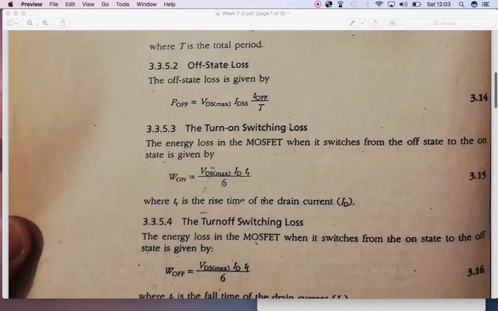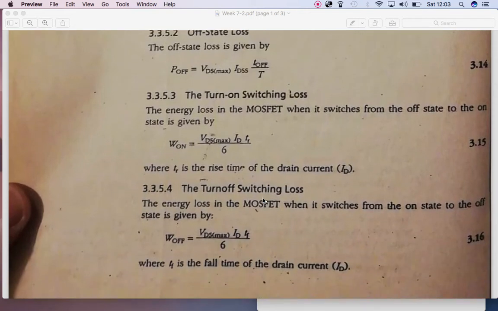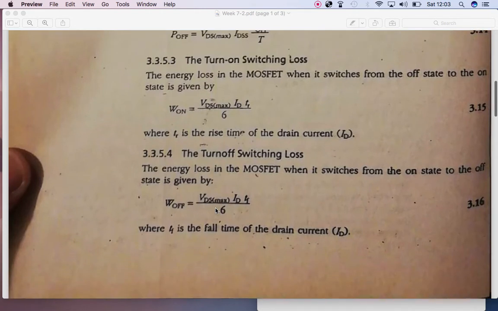Similarly, the switching on energy loss can be calculated by the maximum value of the output voltage multiplied by the output current multiplied by the switching on time divided by 6. Then the switching off energy loss can be calculated by multiplying the maximum value of the output voltage by the drain current, and then the switching off time, TF, divided by 6.